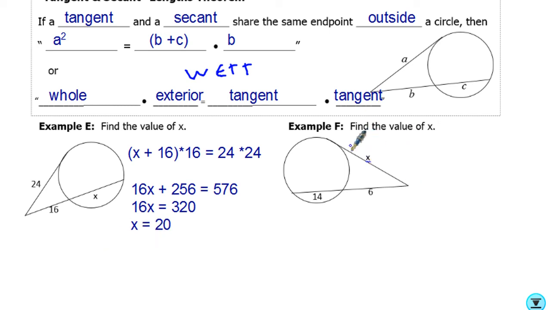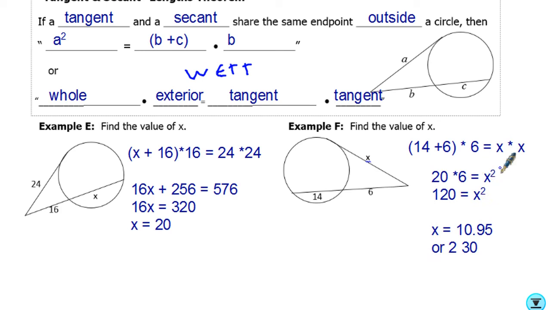For this one, the tangent is x. So we're going to do whole times exterior. So that's 14 plus 6 times the exterior, which is 6, equals tangent times tangent, which is x squared. So remember, x times x is x squared. 14 plus 6 is 20. 6 times 20 is 120. 120 equals x squared. So now from here, remember, we have to square root both sides. So if you're giving a decimal answer, you should get about 10.95. If you wanted it in radical form, you should get 2 square root 30.